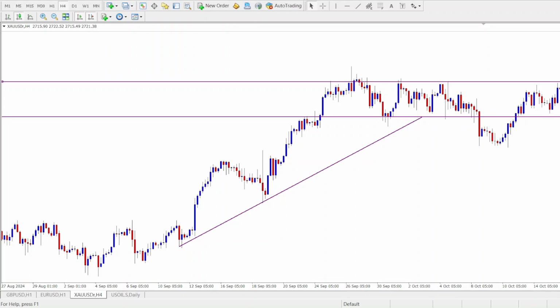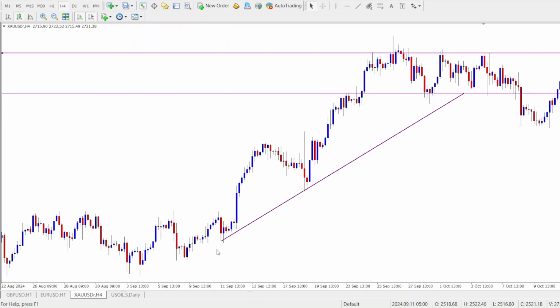Then after selecting your time frame, you have to identify key points. For an uptrend, identify at least two points of reversal. We can see we have identified one, two, three, but you just need a minimum of two to draw your trend line. So identify at least two points of reversal. That is two lows for an uptrend line.